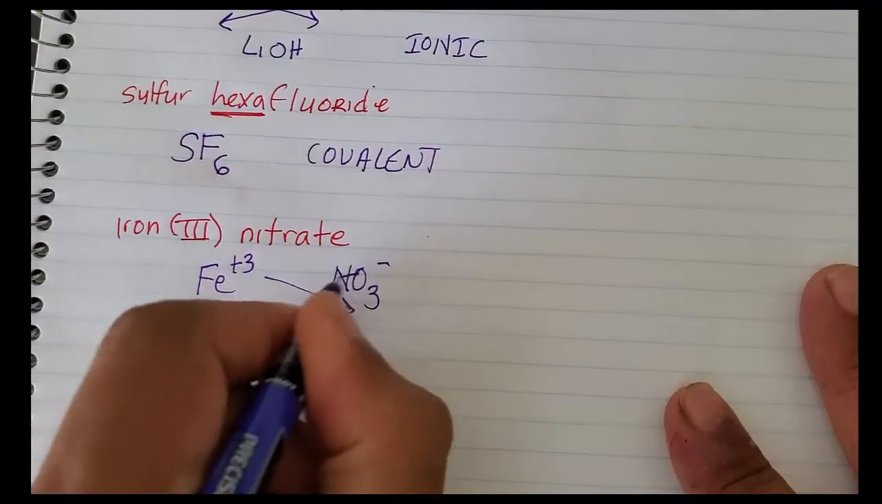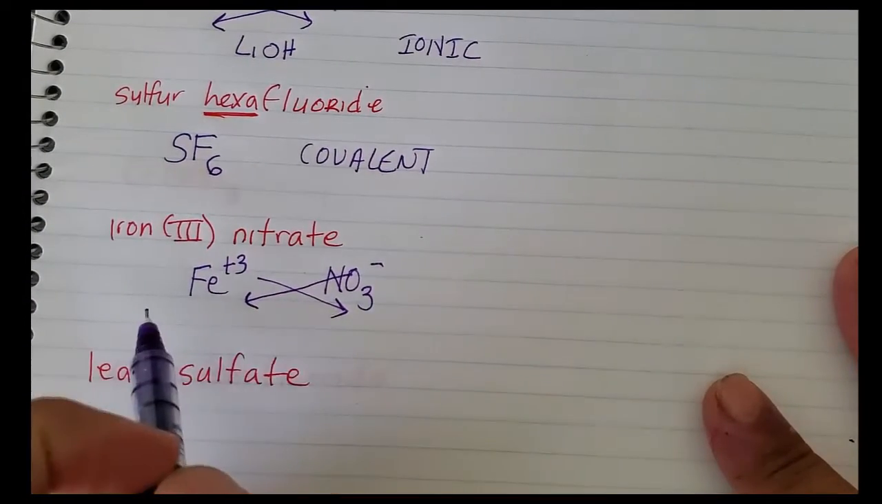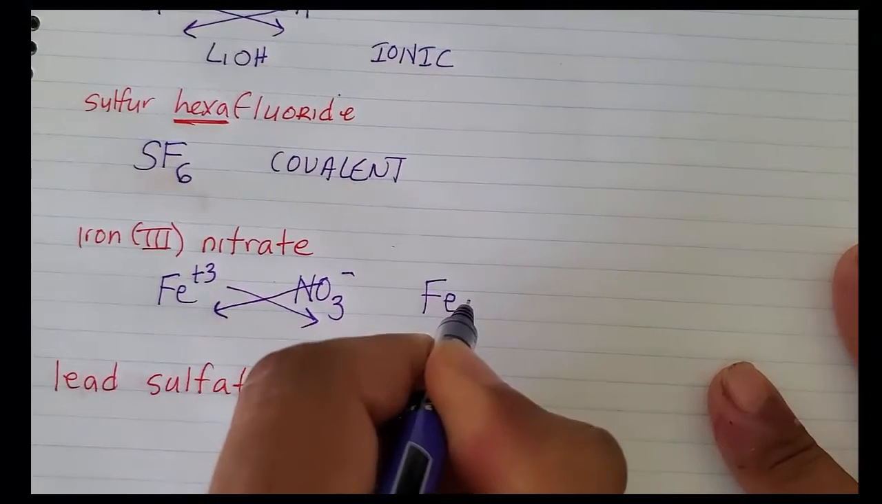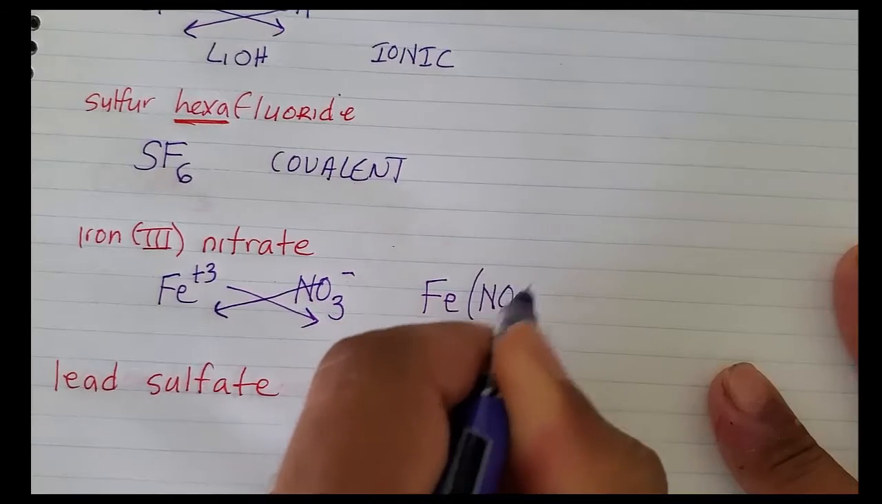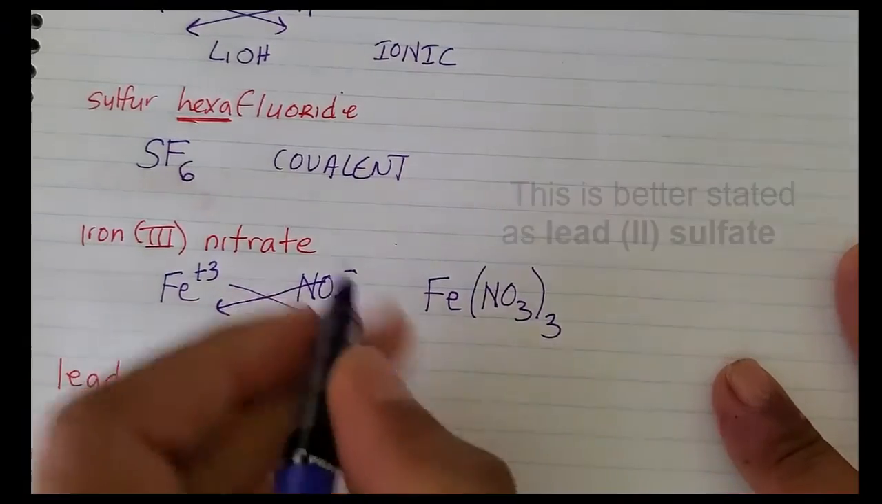This is an ionic compound. The 3 goes here. The 1 from the minus 1 in nitrate goes there. That is switcheroo, and so this is going to be Fe. And we're going to put parentheses NO3, close those parentheses, 3. That is iron(III) nitrate, and this is ionic.